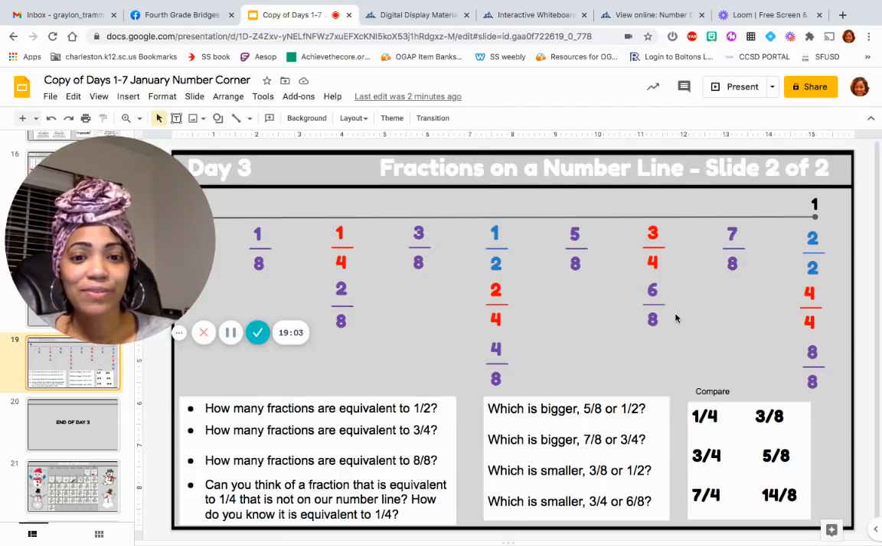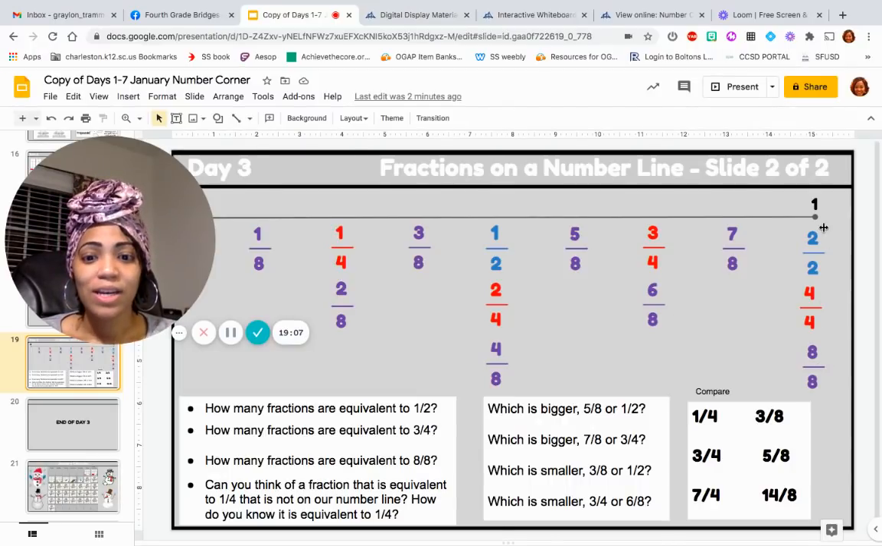Okay. How about 3/4? Right, it has 1 equivalent fraction, 6/8. All right, can you think of a fraction that's equivalent to 1/4 that's not on the number line? 1/4, 2/8, 3/12. Yeah.